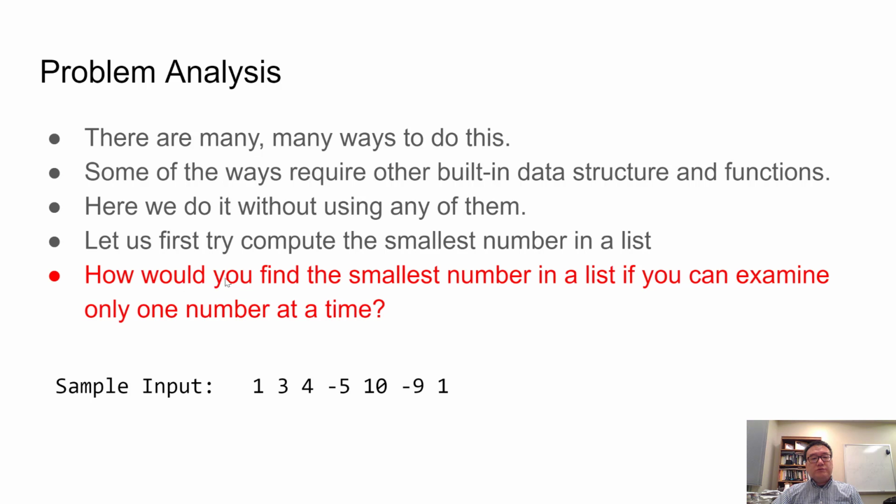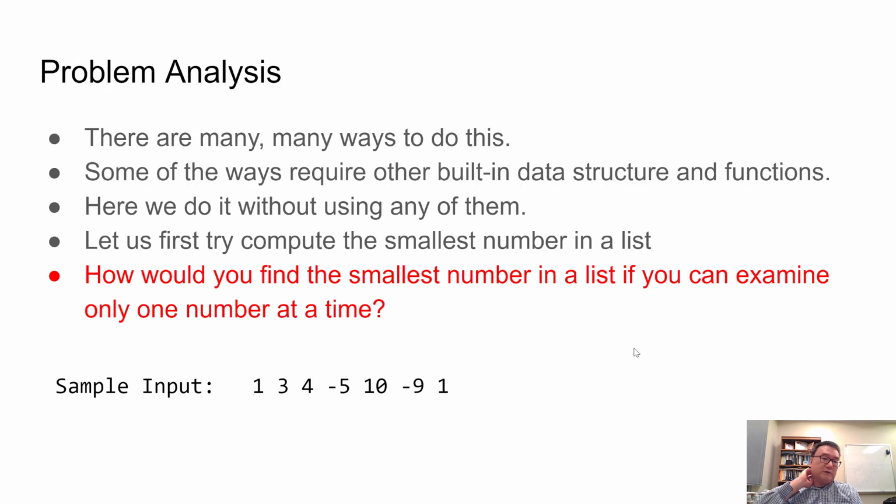I want to ask you to reflect on how you will find the smallest number in a list. If this is a sample input, what is the smallest number? You can probably tell me at a glance, oh, it's -9. But I want you to think about how you found it out. Maybe your answer is, I glanced at it and the answer just popped into my head. But if you have pages and pages of numbers and you need to find the smallest, you can't just glance at everything and have the answer pop out. So you need some strategy to actually do it.